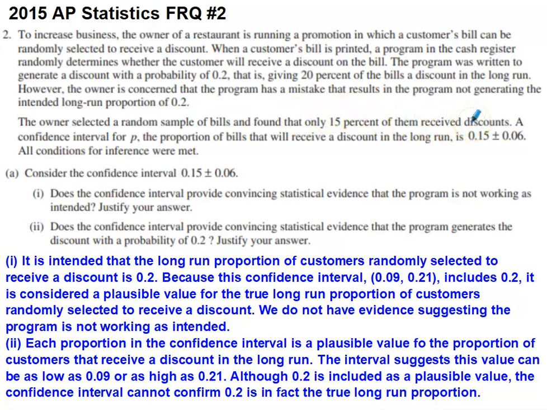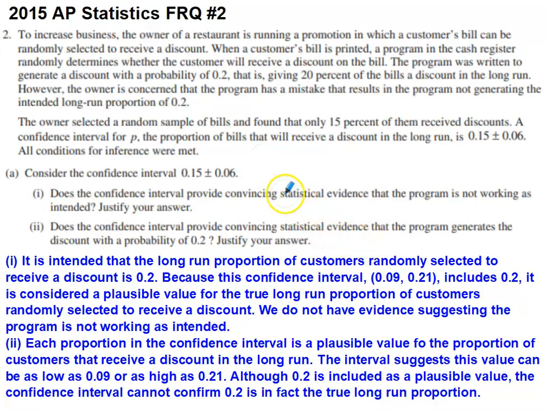discount, builds a confidence interval for the long-run proportion of customers that receive a discount, and the confidence interval is shown right here. It says all conditions for inference were met, so we don't have to run through any of the normal things that we would need to do in a problem where we're building the interval. We just need to do some interpretation here.